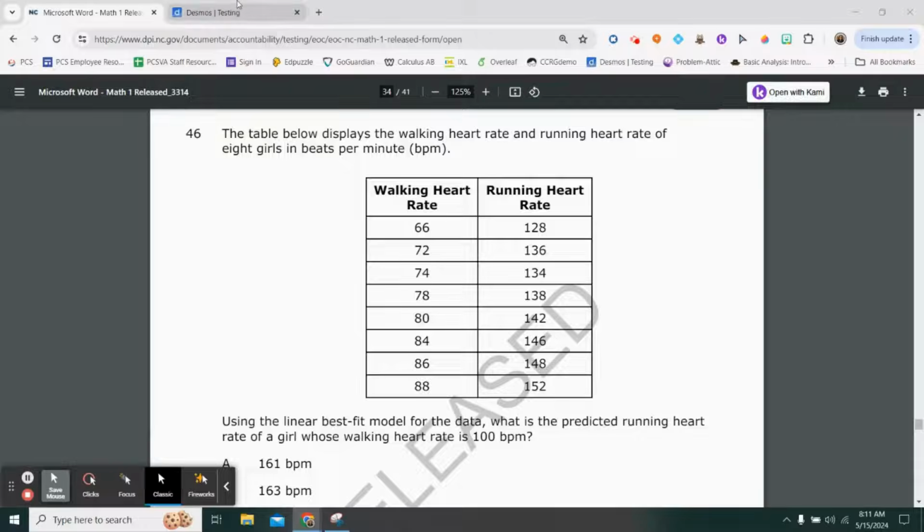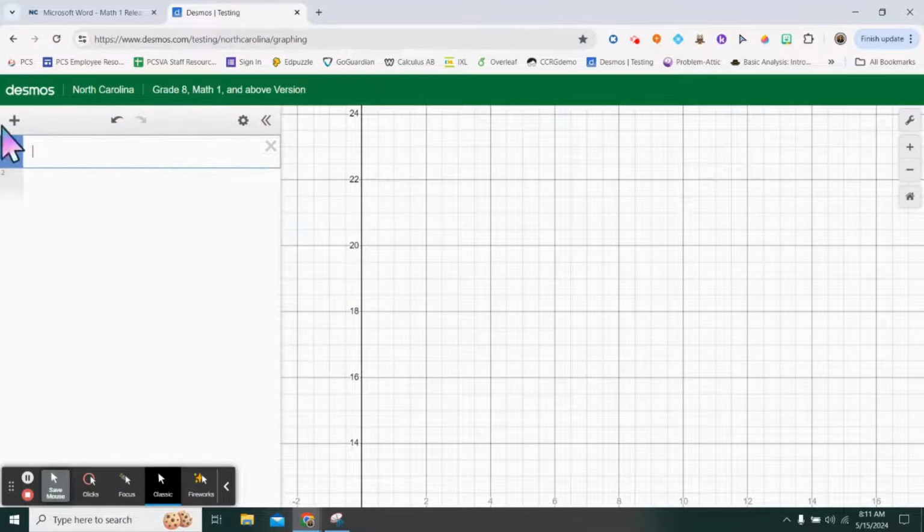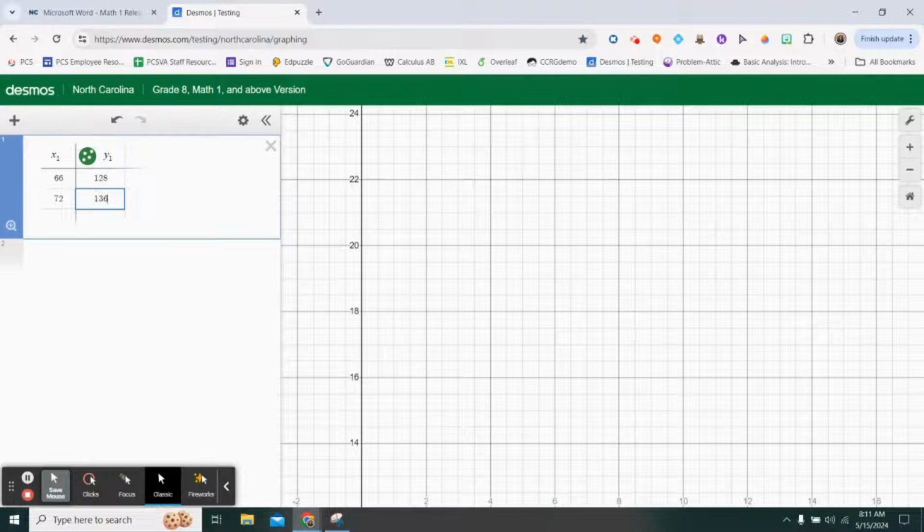So this is what we do. You go to Desmos, you hit plus sign, you hit table, you start typing it in. This is going to take me just a second, but it's worth the time for how much the calculator can do for us. And I've got it on my other screen, so I don't have to flip back.